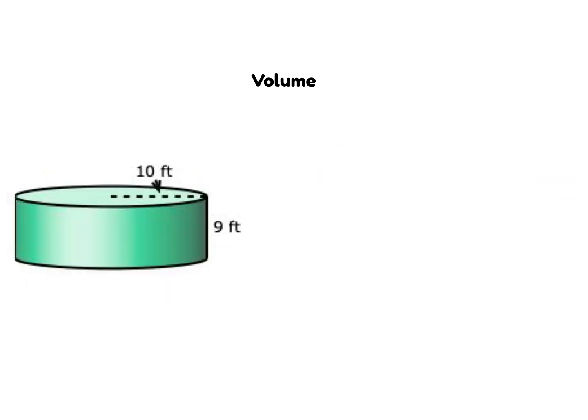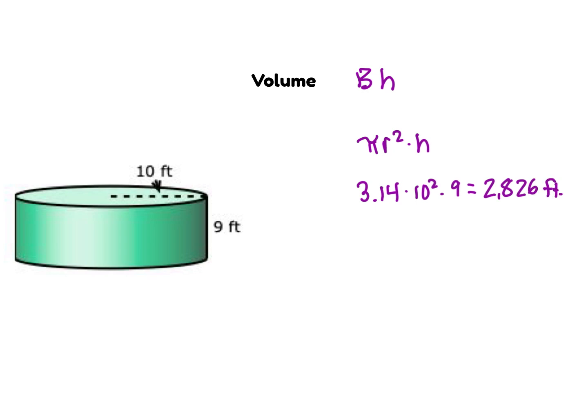Let's do another cylinder. Okay, so for this cylinder, again, it gave me the radius, so I want to find the area of the base times the height. So I'm going to take pi r squared times the height. Pi, 3.14, times the radius squared times the height. Okay, so 3.14 times the radius squared times the height is 2,826, exactly. And that's feet cubed. Okay?